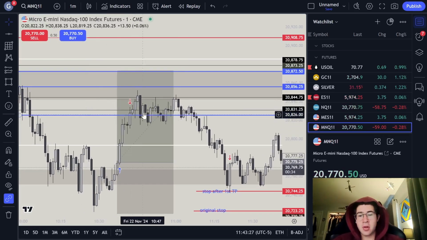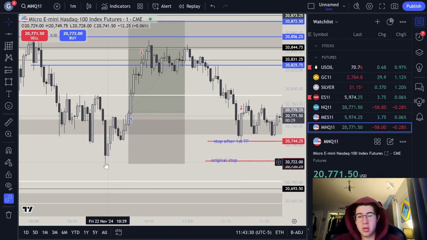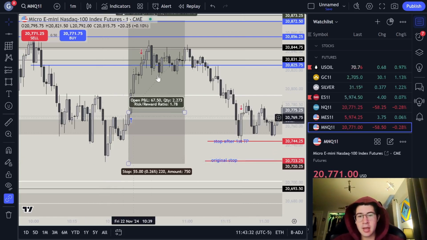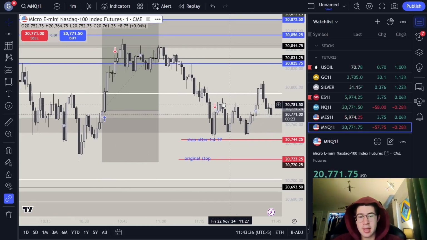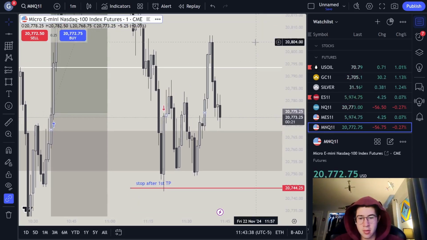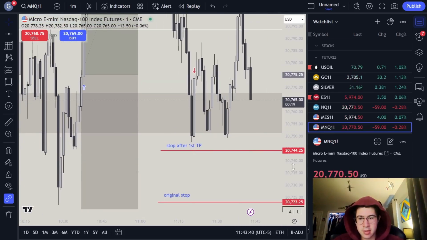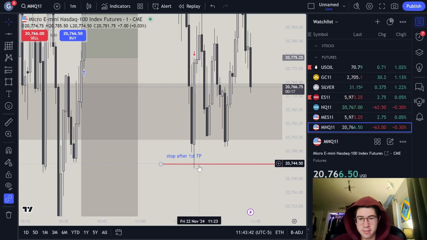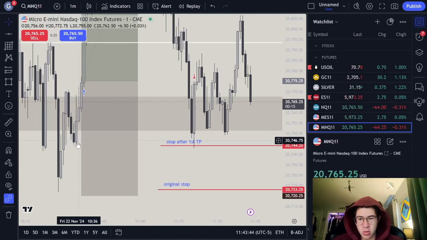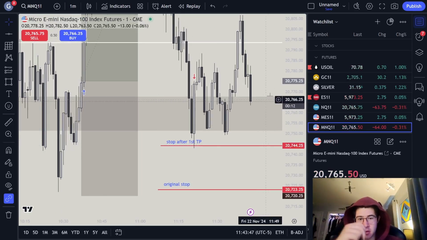Now, obviously, you can see our first take profit got hit, so we took off 2 contracts, and our original stop loss was under these lows. Then once the first take profit got hit, we moved the stop loss to under these lows. And then look at this. Price comes down and literally wicks us out. Wicks us out. Probably take out these lows.